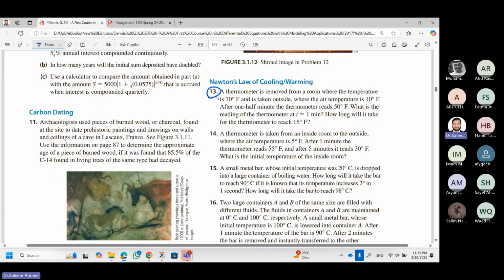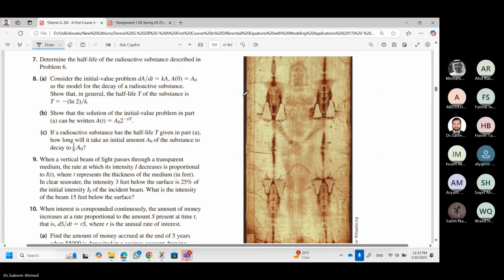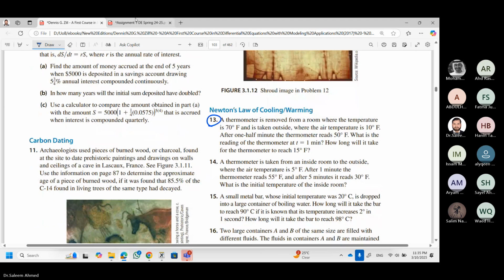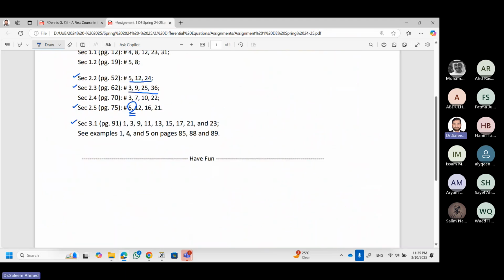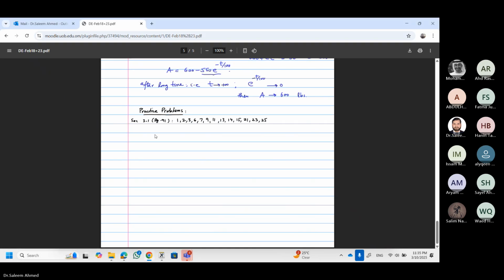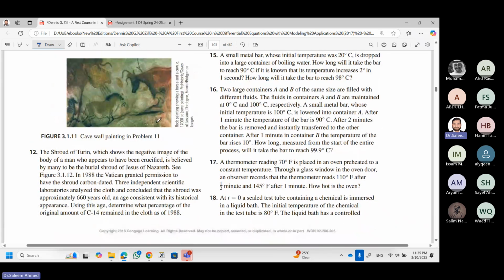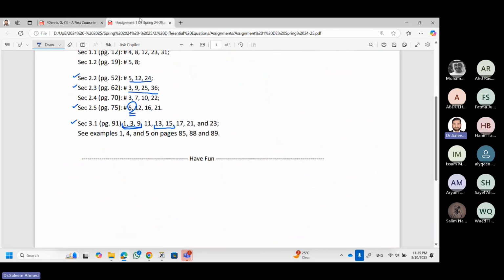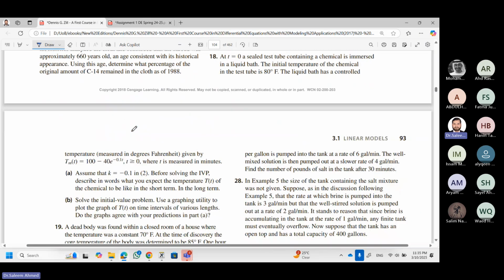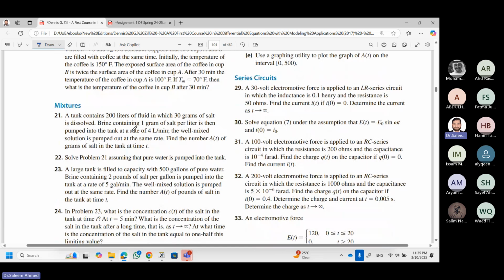Newton's law of cooling, maybe this one. So you can do from 1 to 9, these are population growth model, and 13, 15, these are Newton's law of cooling. Yeah, 13, 15, 17 is also Newton's law of cooling. Growth model, Newton's law of cooling, 21, 23. 21, 23 are mixture problems.